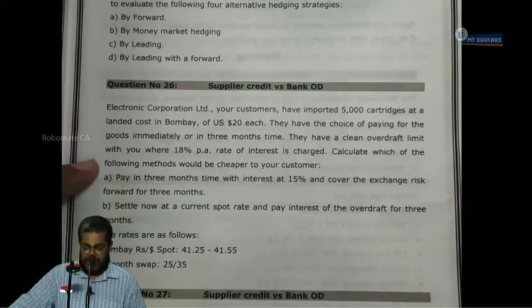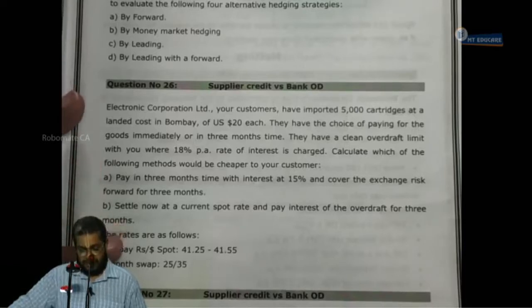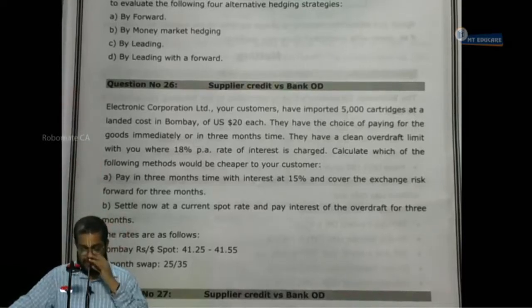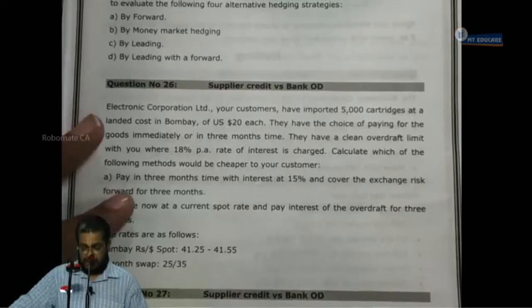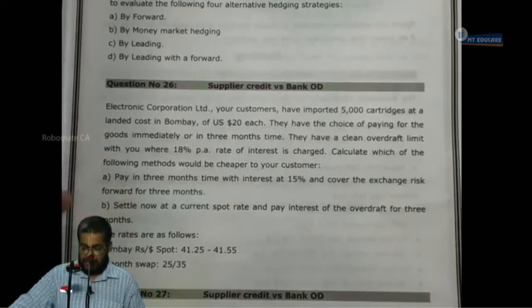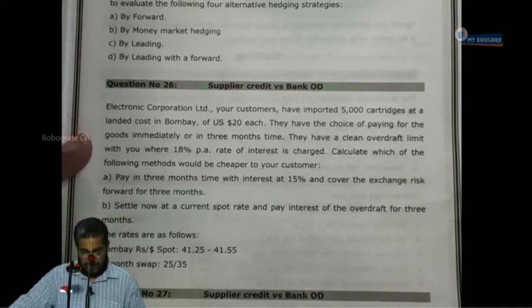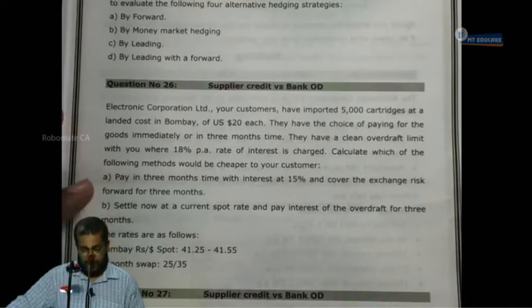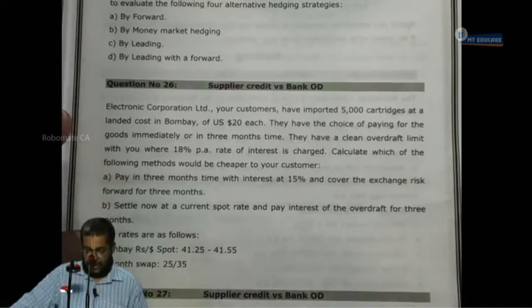Pay in 3 months' time with interest at 15% and cover the exchange rate risk using a forward for 3 months. Or settle now at the current spot rate and pay interest on the overdraft for 3 months. Rates are as follows. Bombay, $1 is equal to 41.25. What rate is it? Bid rate. 41.55. It is the offer rate.